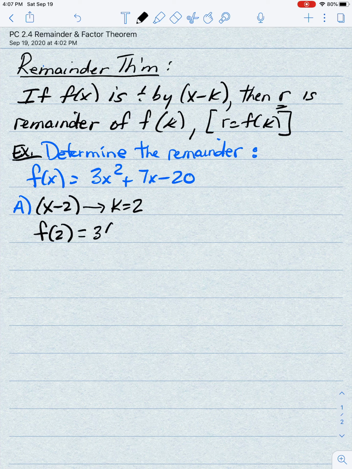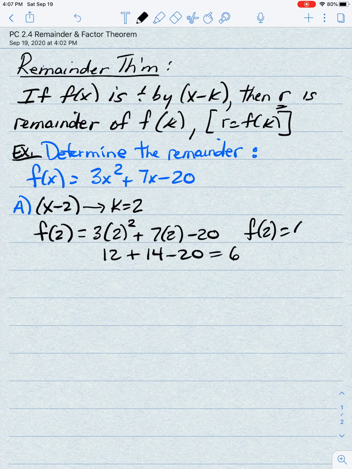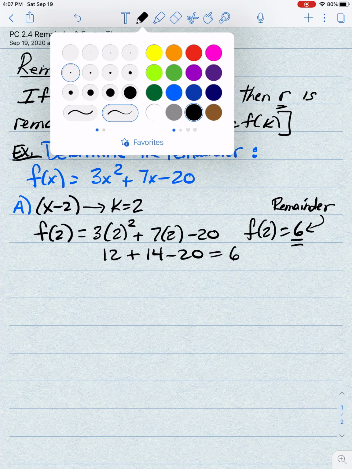So I would do 3 times 2 squared plus 7 times 2 minus 20. Okay, so 4 times 3, we'd have 12 plus 14 minus 20. So 26 minus 20 is 6. So f of 2 equals 6, so we would say 6 is our remainder. If I did long division or synthetic division, I better get the same thing. All right, let's have another example.